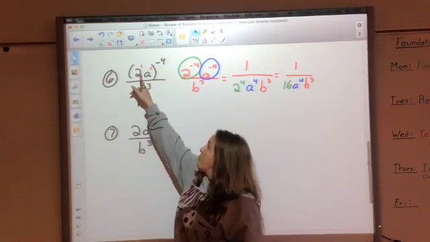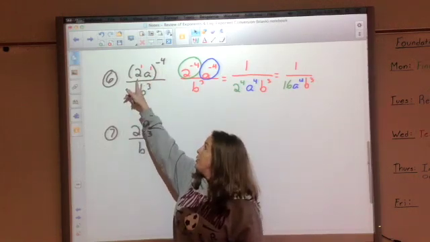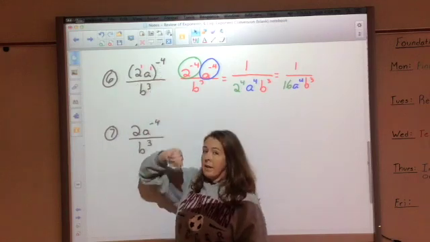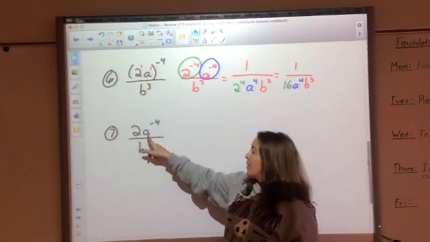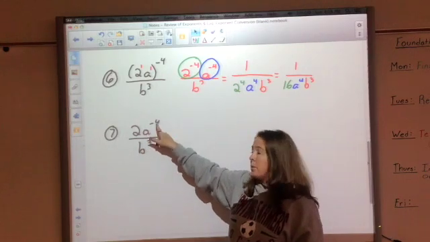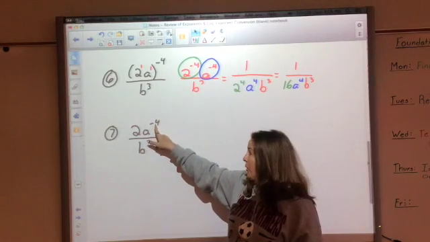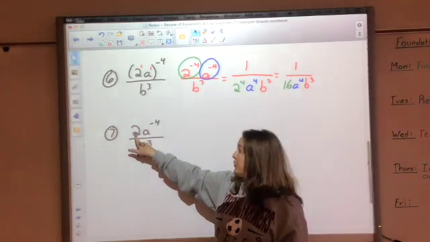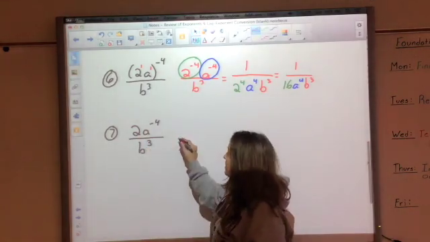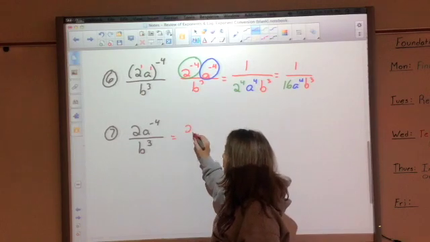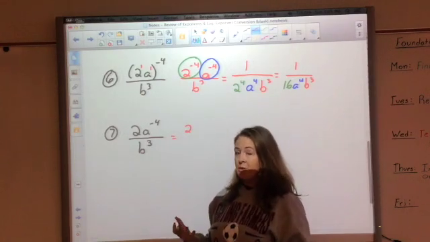In number 6, I have parentheses telling me that both the 2 and the a were being raised to the negative 4th power. In number 7, there's no parentheses, which tells me that only the a is being raised to the negative 4th power. The 2 is not. This is 2 times a to the negative 4th power, which means that in this case, that 2 doesn't change. It just stays a 2.